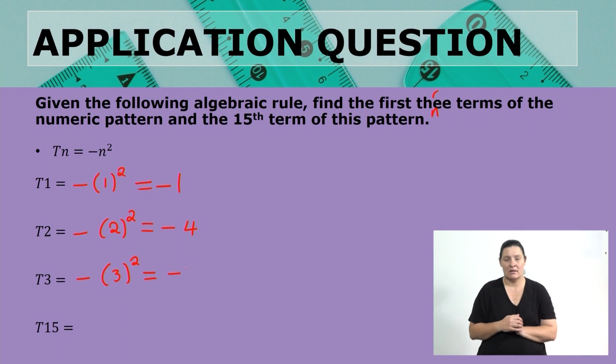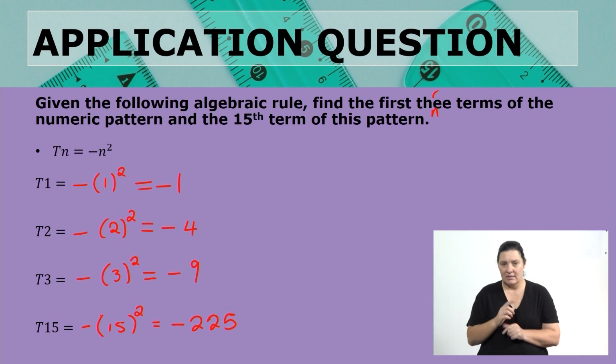And that is going to give us a negative 9 as our answer. What about the 15th term? We are going to do the same thing, negative, and we are just going to square the positive 15, and that is going to give us a negative 225 as our answer. Let's move on to the next question.